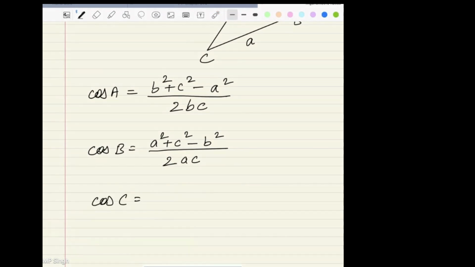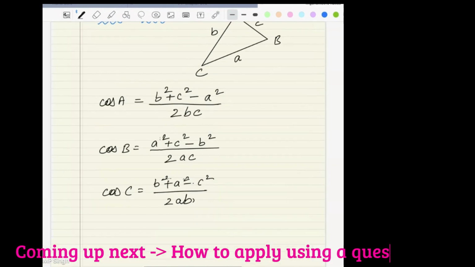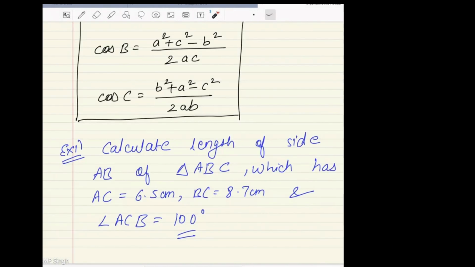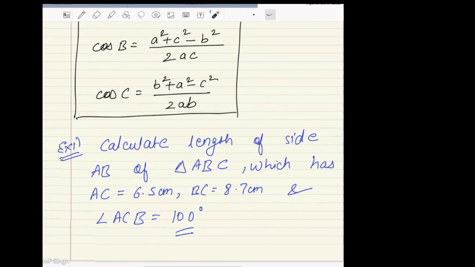You tell me what will be cos C's formula? It'll be b squared plus a squared minus c squared over 2ba. Correct, ba or ab, that is right. This is the cosine rule and that's it. We'll check when we can use the sine rule. Now let's first draw this triangle ABC to have more understanding.